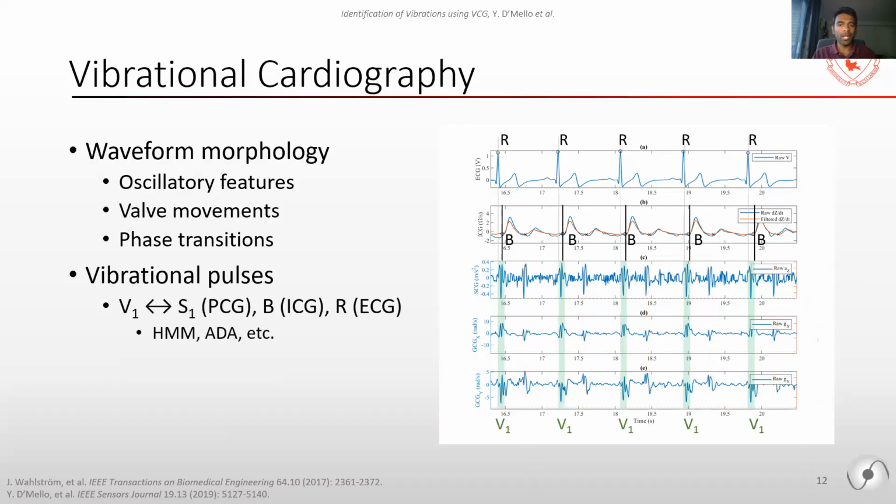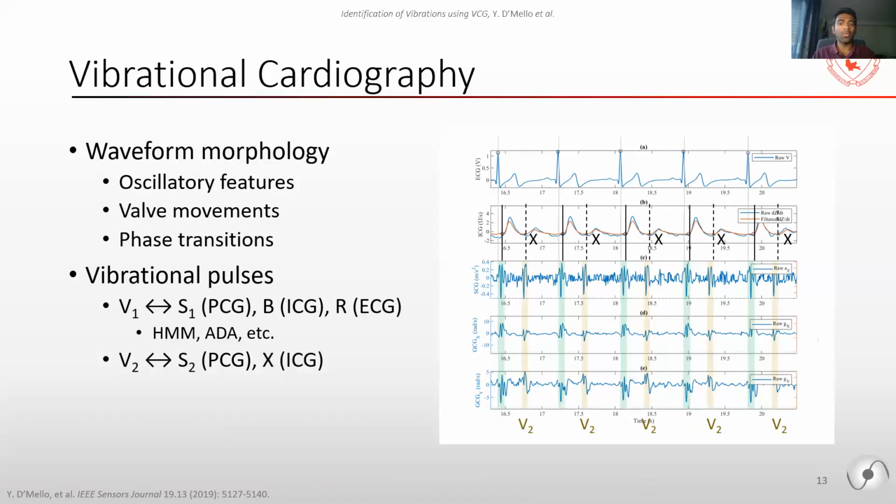Most identification algorithms focus on the first segment. That's because the vibrational pulse, V1 in VCG, happens at the same time as the S1 sound in PCG, the R peak in ECG, and the B point in ICG. So it's pretty easy to verify. It's been identified using algorithms like the hidden Markov method and the autocorrelated differential algorithm, among others. The ADA identifies high amplitude oscillations by amplifying variations in the signal.